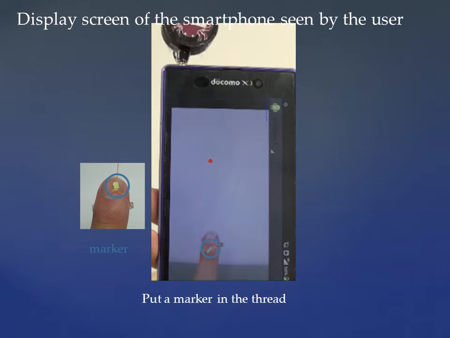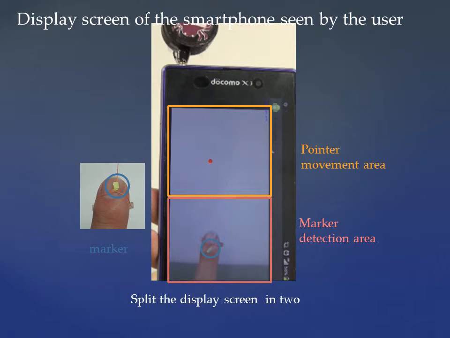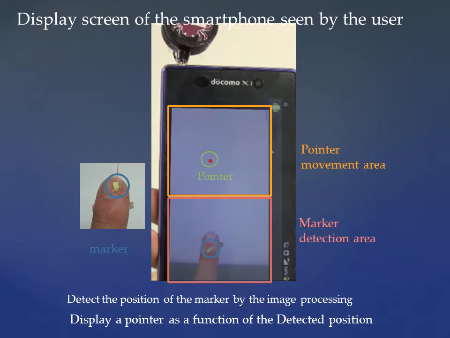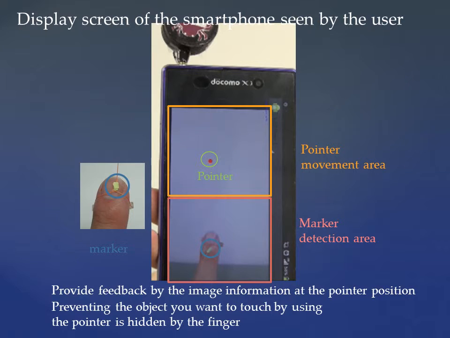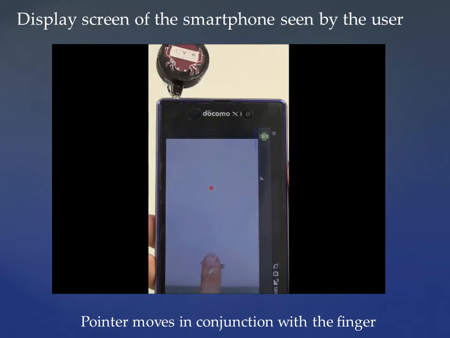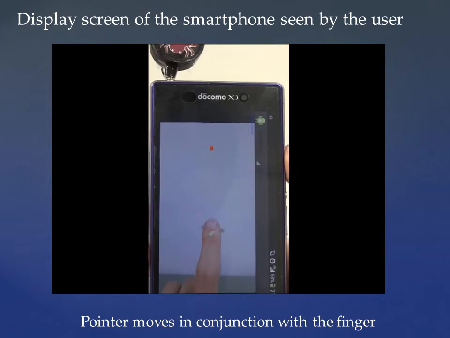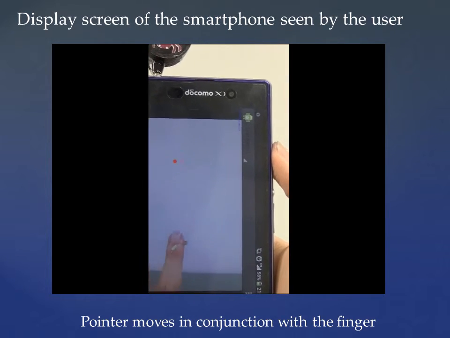We put a marker on the thread. Split the display screen in two. Detect the marker position by image processing. Display a pointer as a function of the detected marker position. Provide feedback by the image information at the pointer position. This prevents the object you want to touch from being hidden by the finger. The pointer moves from side to side, up and down in conjunction with the finger.